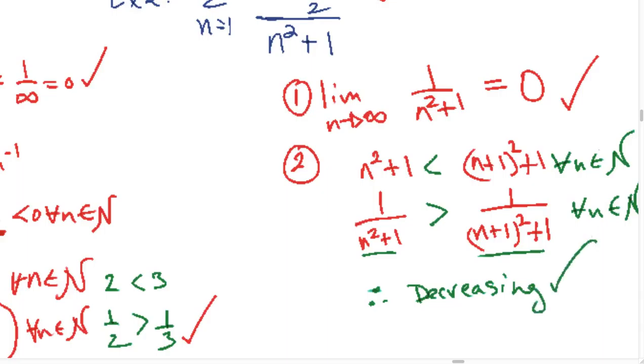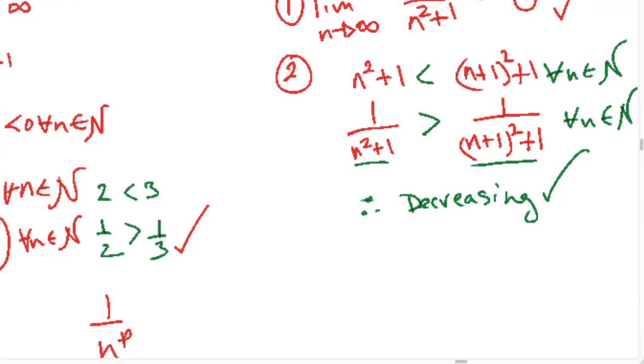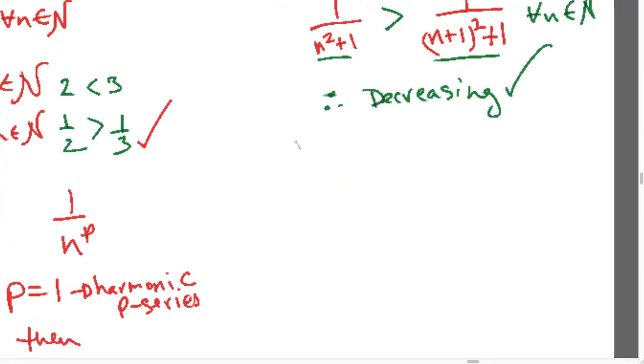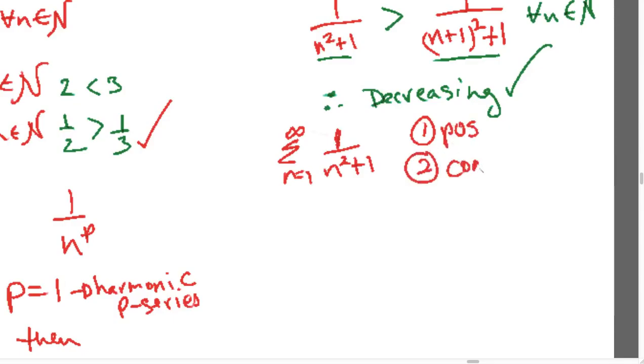So now we look at just the 1 over n squared plus 1. And you could do a few tests for this one, limit comparison probably. I'm going to do integral test just to show you that you can do integral test here. It is a positive sequence. It is continuous because there's nothing that makes that undefined. We just proved it was decreasing.